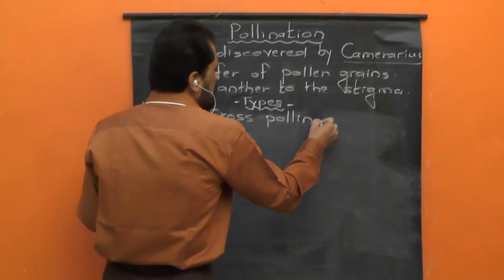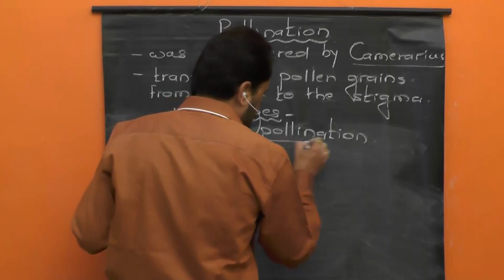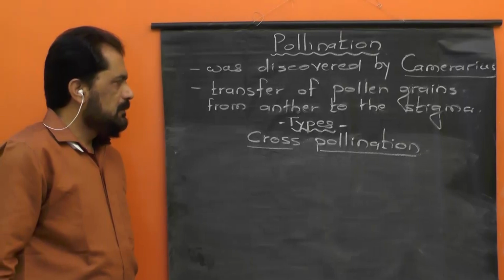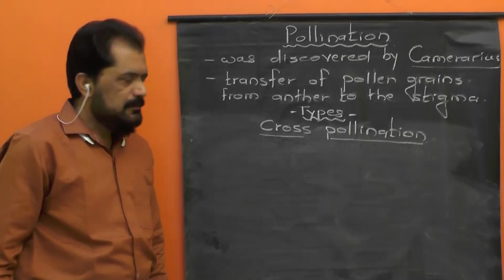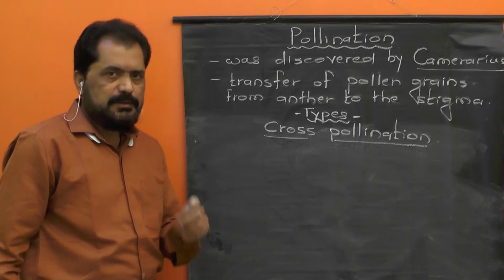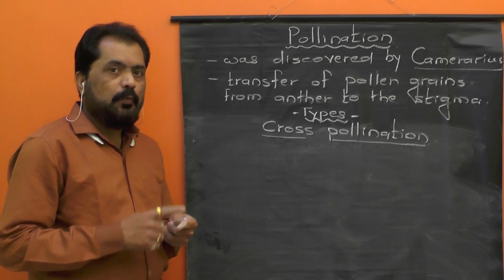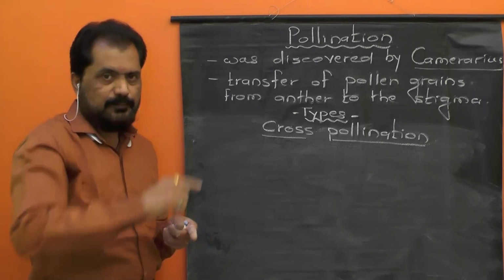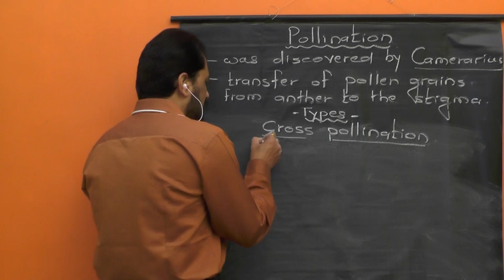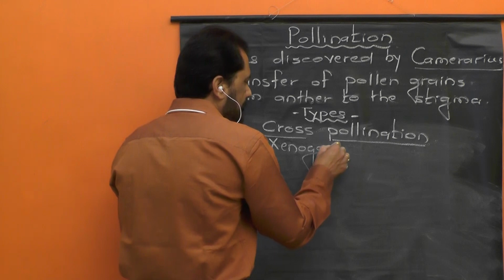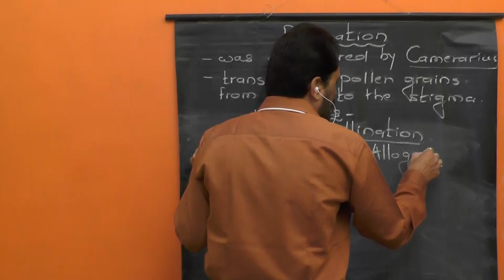I have already told you the basic difference between self-pollination and cross-pollination. Cross-pollination always involves two plants. It means during cross-pollination, the pollen grains are transferred from one flower to another flower of another plant. And that's why the cross-pollination is also known as Xenogamy, or it may be known as Allogamy. Try to understand the meaning of these terms.